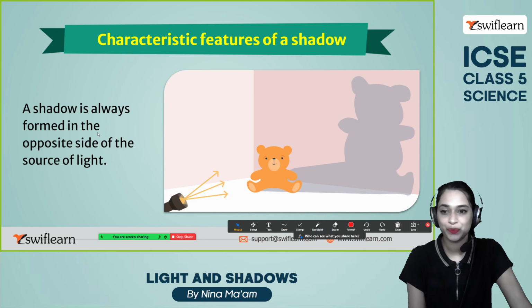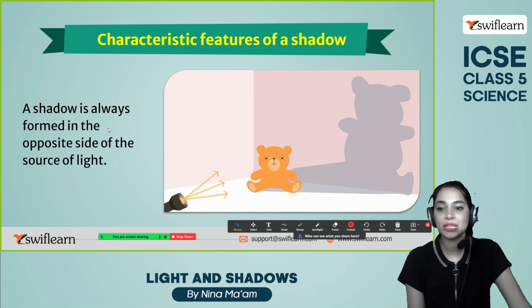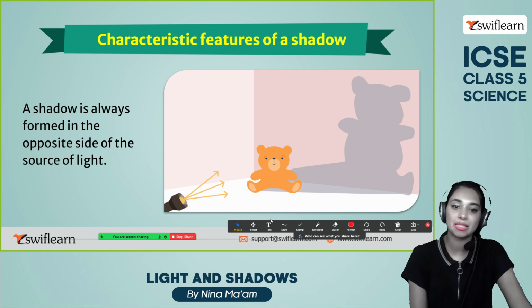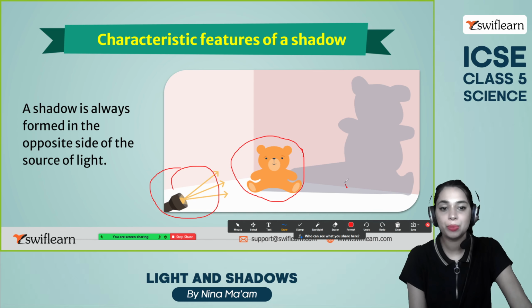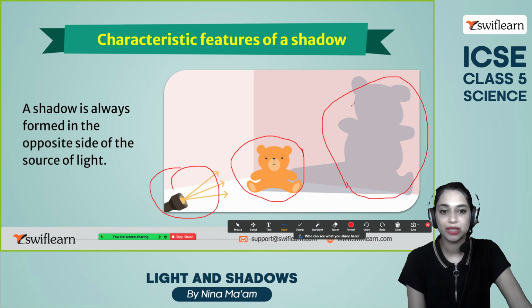So another one. A shadow is always formed on the opposite side of the source of the light. Yes, it's true. You can see the light here and the bear is over here and the shadow appeared on the screen or on the wall. So they are in opposite directions, right? So they are in two different directions. That is why a shadow can be formed.